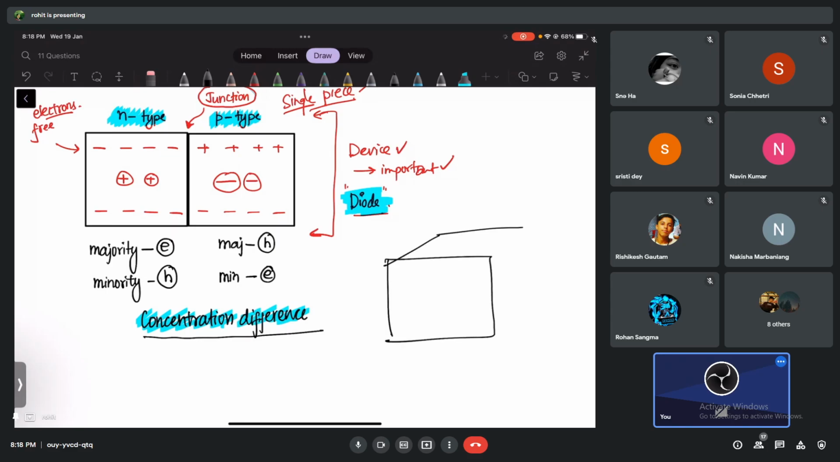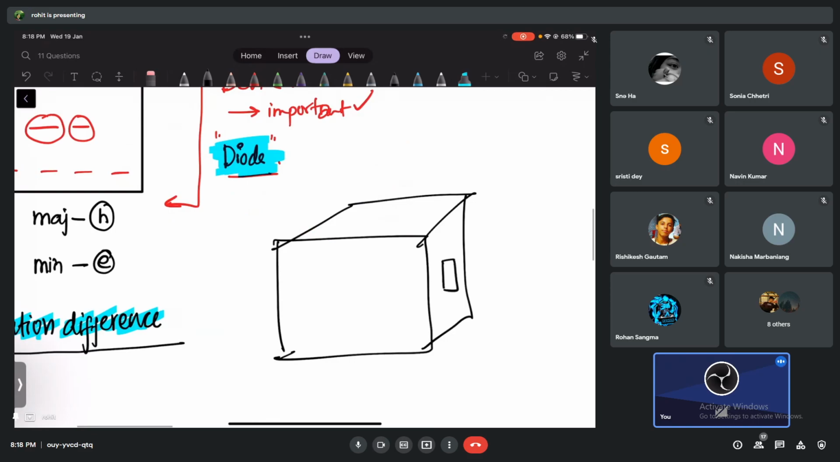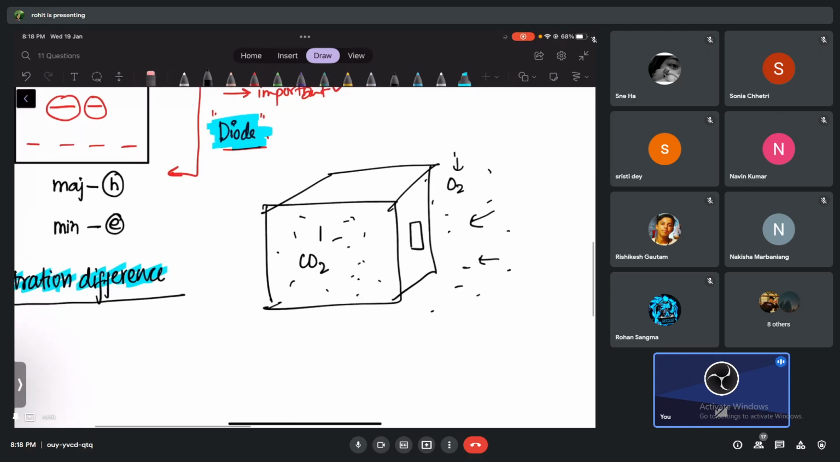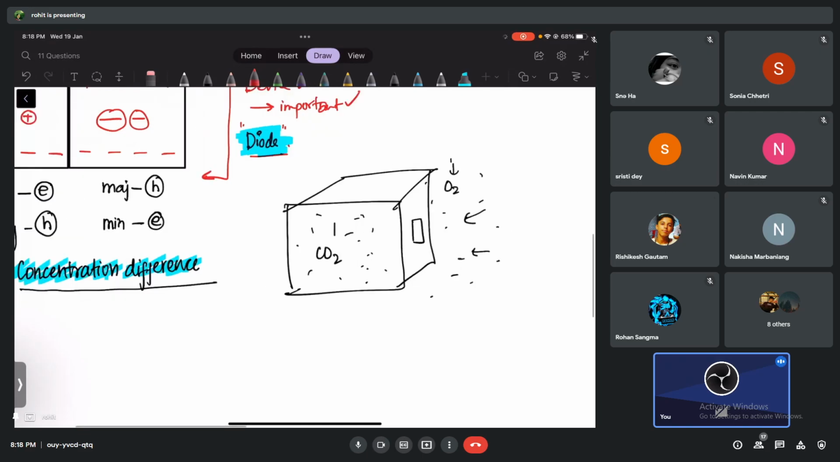If I have a closed room, and there's a small opening here, there is lots of oxygen on the other side of this room, and lots of carbon dioxide inside the room. Can you understand? Lots of carbon dioxide inside the room, lots of oxygen outside the room. So you tell me, inside the room whose concentration is more? Obviously carbon dioxide. And outside the room whose concentration is more? Oxygen.